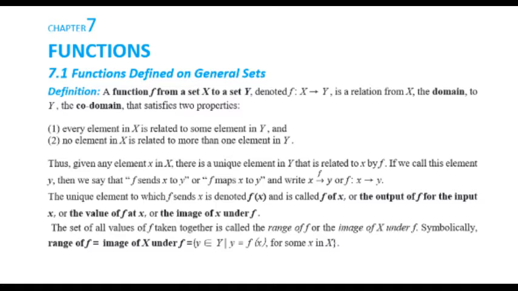So the set of all values of f taken together is called the range of f, or the image of x under f. So this is the formal definition of the range of a function. The range of a function f is this set, denoted by set builder notation: the set of all y's belonging to y, which is the codomain of the function, such that y is equal to f of x for some x in x. Or you can say there exists some x in x such that y is equal to f of x.